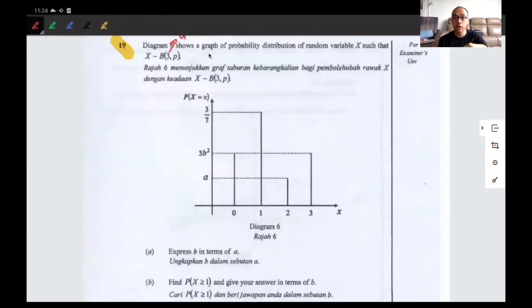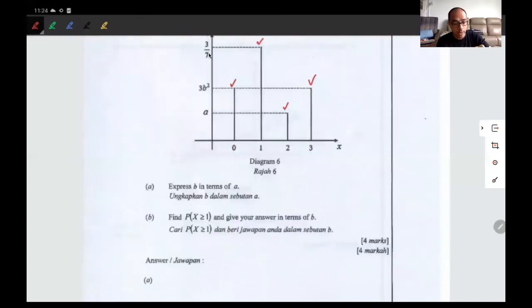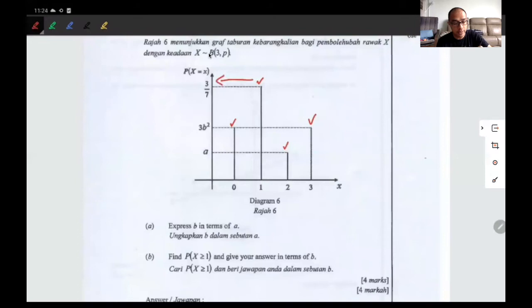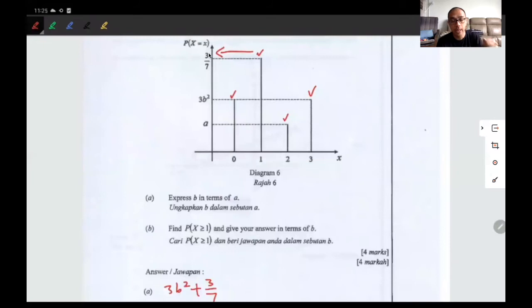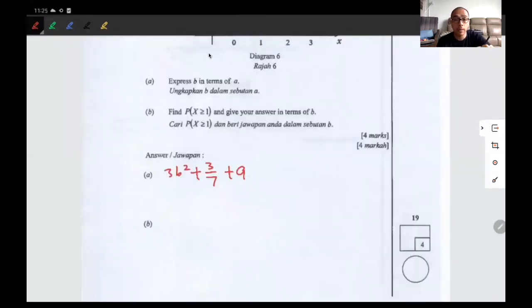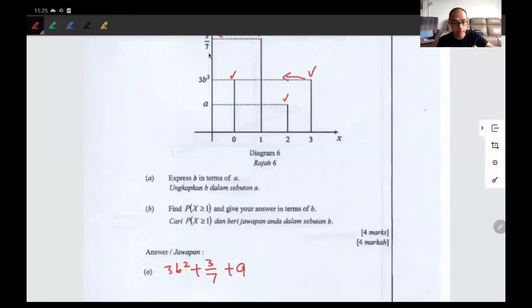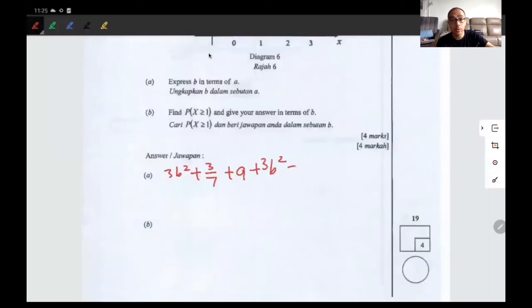Now, whenever you see a binomial distribution graph, remember this value, this value, this value, this value, when we add together, it becomes 1. That means 3b squared, plus 3 over 7, plus A, plus another 3b squared. 3b squared equals to 1. So the question is express B in terms of A. That means B equals to yada yada yada. Ini yang kita mau.